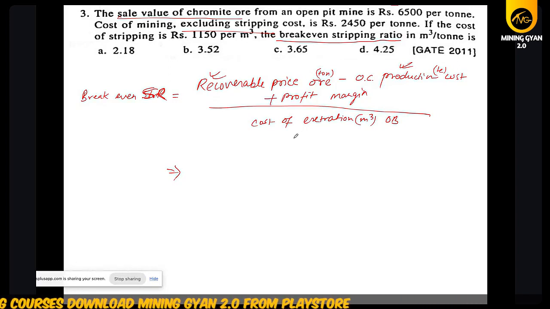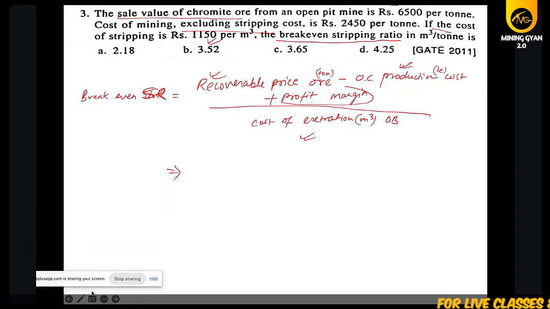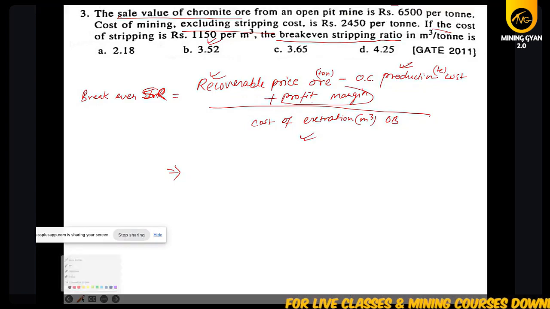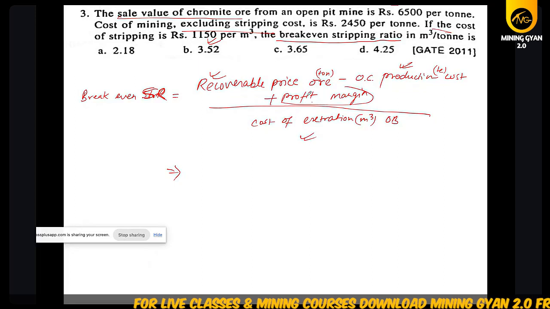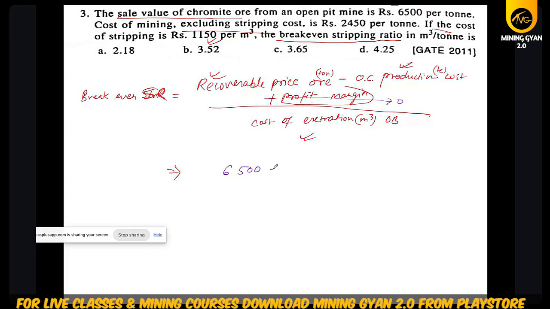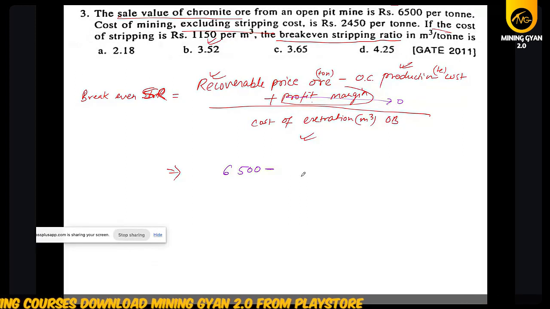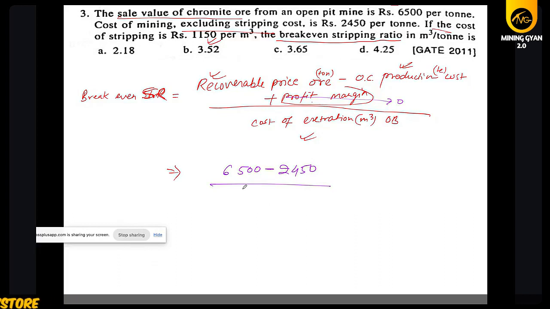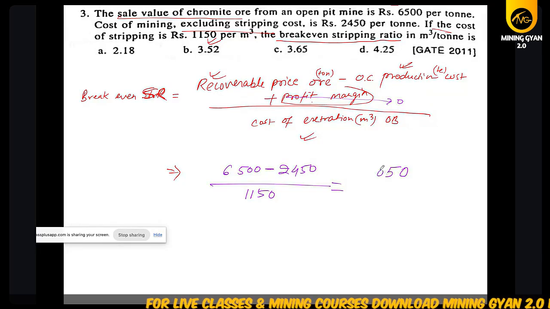If the cost of stripping is 1150, then cost of extraction is given, but the profit margin he has not mentioned here, so we are taking it as zero. If he had mentioned it, we would have taken that, but here he has not mentioned it, so we are taking the profit margin as zero. So what is the recoverable price of the ore? It will be 6500 minus the OB production cost, which is 2450, and profit margin zero, and cost of extraction is 1150 per meter cube. Then we will solve.